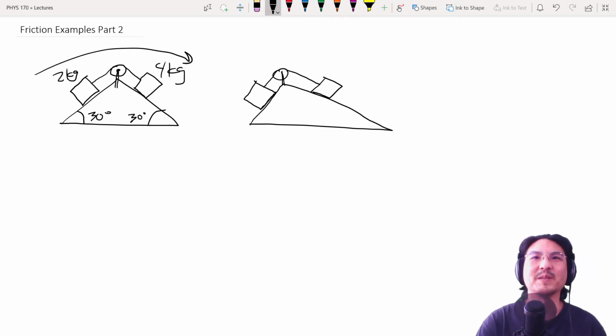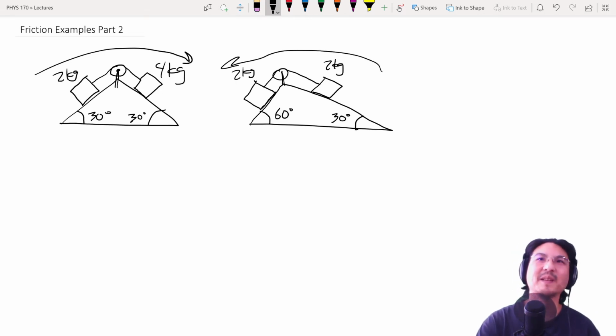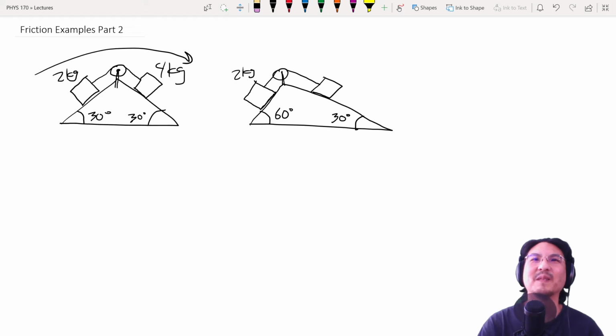Okay, now how about this situation? Let's say this is a steeper angle, this is a shallower angle, and this is 2 kilograms, this is 2 kilograms. Now which way are they gonna slide? This way, right? So now here's the trick. What about now?